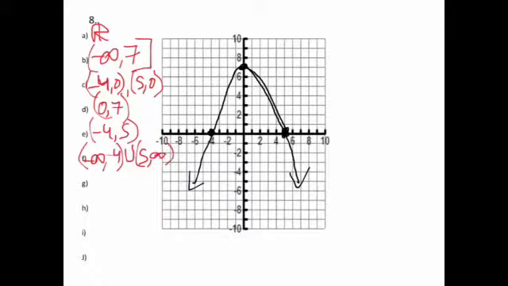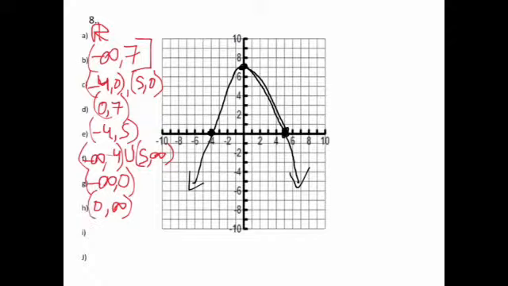G is asking where it's increasing. Well, that's this entire section there. So that's from negative infinity until it reaches that x value of 0 here. And it's decreasing after that, from 0 to infinity.